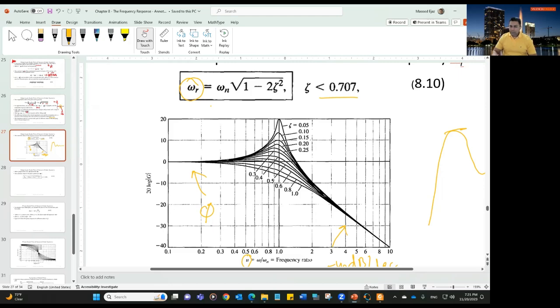If you remember from your circuit analysis, the difference between natural resonant frequency and resonant frequency, let's say for the parallel RLC circuit that you discussed over there, anybody remember? What is the resonant frequency and what is the natural resonant frequency? Anybody remember that?